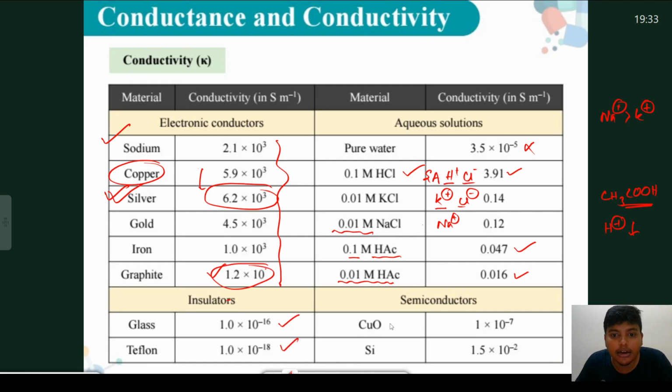Next, glass: see, it is an insulator, no conductivity. Whereas semiconductors, copper oxide, silicon, have values like this. So by using this, we can use it as a semiconductor, also as an electrical conductor. Semiconductors have their own uses. Understood? So by the conductivity value, we can check which is a conductor, which is a semiconductor, and which is an insulator.